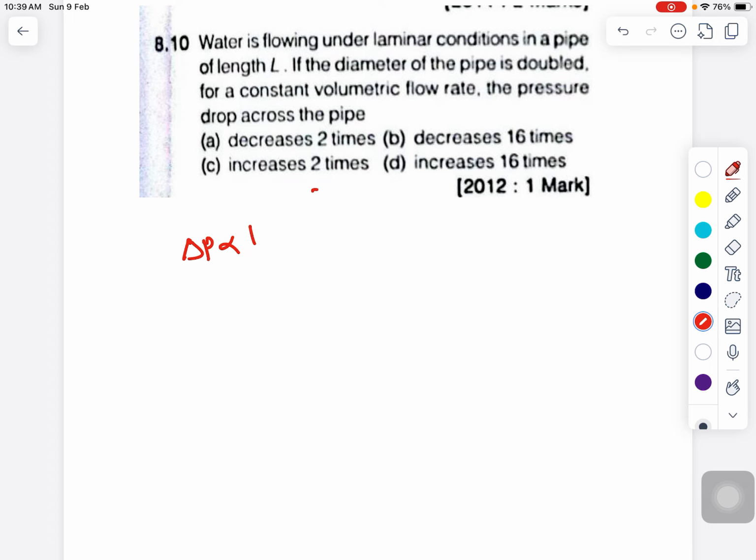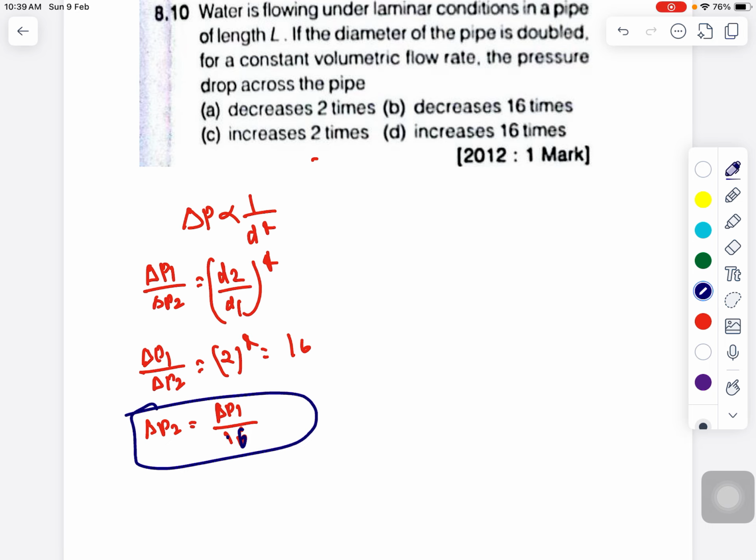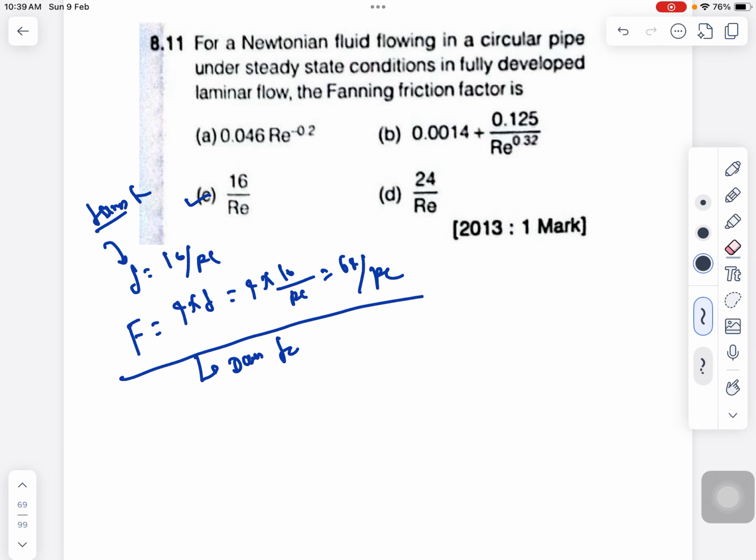Delta P is inversely proportional to d4 if volumetric flow rate is the same, right? So I can say that delta P1 divided by delta P2 is equal to d2 divided by d1 all to the power 4. And if the diameter of the pipe is doubled, so d2 is 2d1, so delta P1 by delta P2 is equal to 2 to the power 4, 16. So delta P2 is equal to delta P1 by 16, means pressure drop is getting reduced by 1 by 16th time. So it decreases 16th time, right?